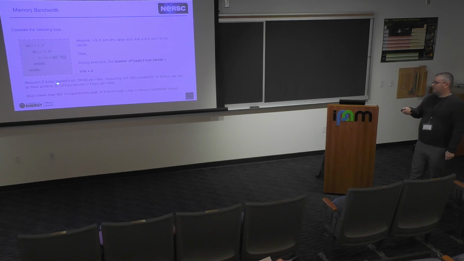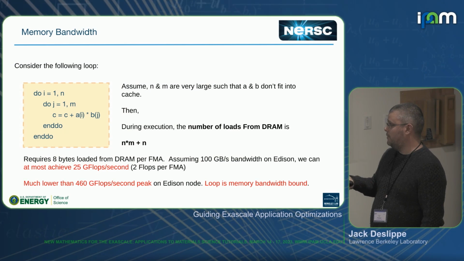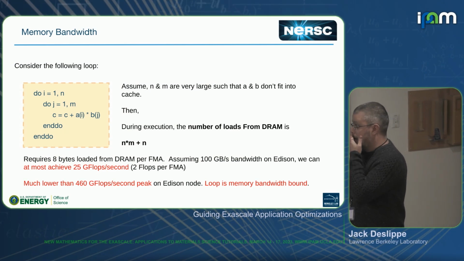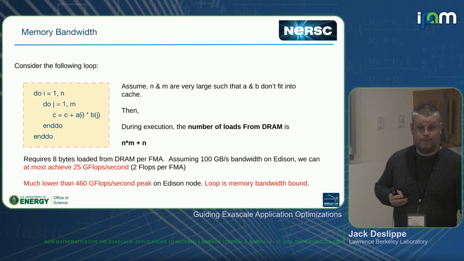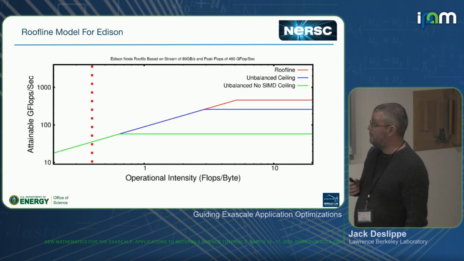So I say it requires 8 bytes loaded. If these are double precision, it requires 8 bytes loaded from DRAM per FMA. So if you assume that you have about 100 gigabytes per second, like we have on Edison, then you could at most achieve 25 gigaflops per second with this application as written. And this is much lower than the advertised peak performance of Edison, which is 460 gigaflops per second. So this is an example of a loop that is memory bandwidth bound.